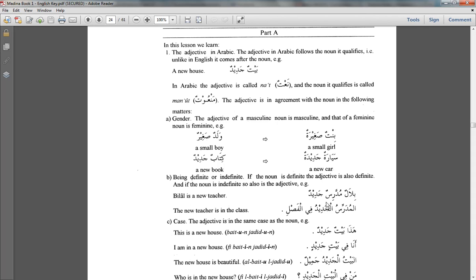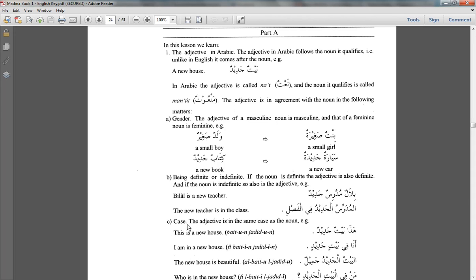Bilalun mudarrisun jadidun. Bilal is a new teacher. So mudarrisun doesn't have alif lam, so therefore jadidun does not have alif lam. Al mudarrisul jadidu fil fasli. The new teacher is in the classroom. So al mudarrisu has alif lam, therefore al jadidu also has alif lam.